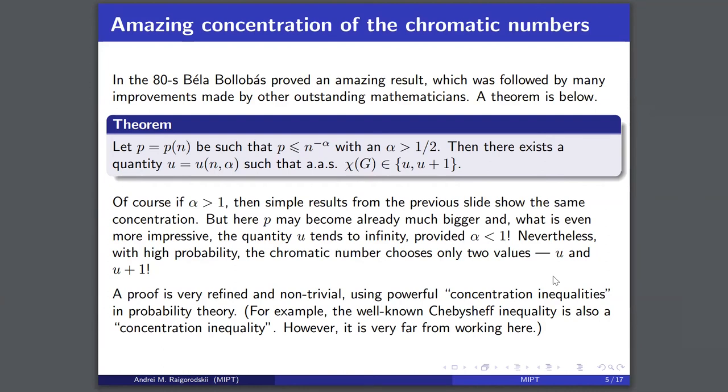I suddenly realized that not everyone here knows what the Chebyshev inequality is, but this is not so important for my lecture, so I don't want to speak about it. But if you know the Chebyshev inequality in probability theory, then what is said here? It's impossible to use this inequality to prove such concentration. It's necessary to use much more subtle tools, like Azuma's inequality, for example, which is based on martingales.